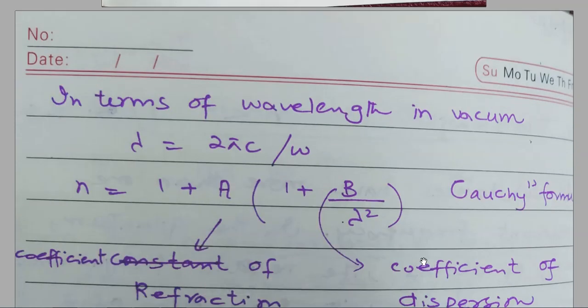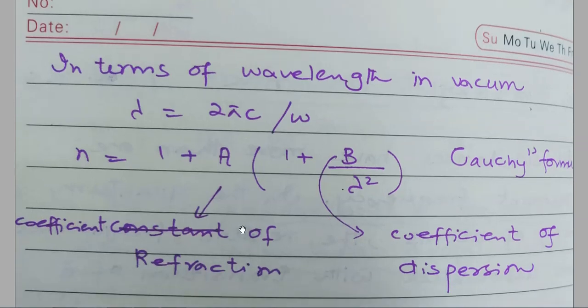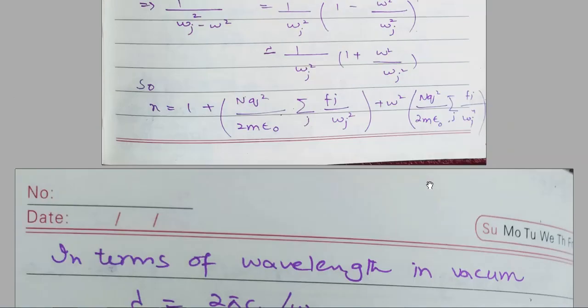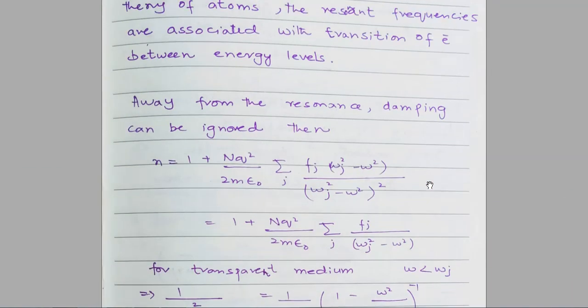In terms of wavelength in vacuum, lambda equal to 2 pi c over omega, n equals a into 1 plus b over lambda square. A is the coefficient of refraction, and b is the coefficient of dispersion. This is known as the Cauchy formula, and you can derive it when you ignore the resonance or damping of the wave in the material.